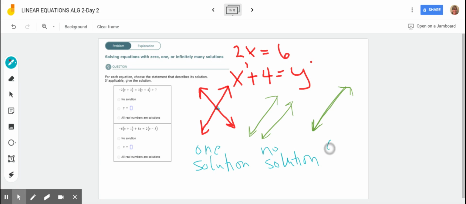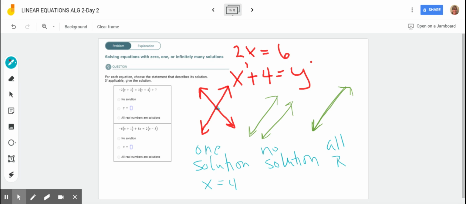Or you're going to get all real numbers. I'm hoping some of this sounds really familiar. Okay, when they're the same line. Now, what does it look like when you're doing the math? One solution means you get something like this: x equals 4. There you go. One solution, we're good to go.